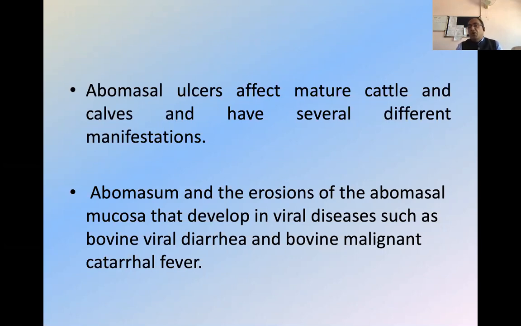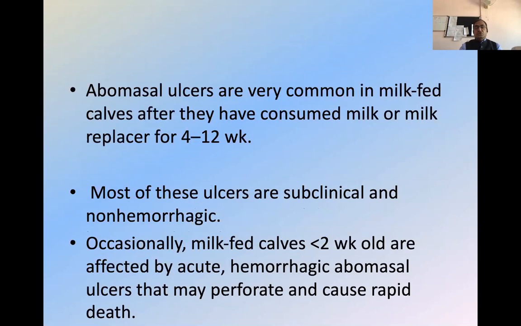The two very important viral diseases in which abomasal ulcer formation occurs are bovine viral diarrhea and bovine malignant catarrhal fever. So just keep in mind, these are the two very important viral diseases. One is bovine viral diarrhea and another is bovine malignant catarrhal fever. These first produce abomasitis. Later on, it goes into abomasal ulceration.